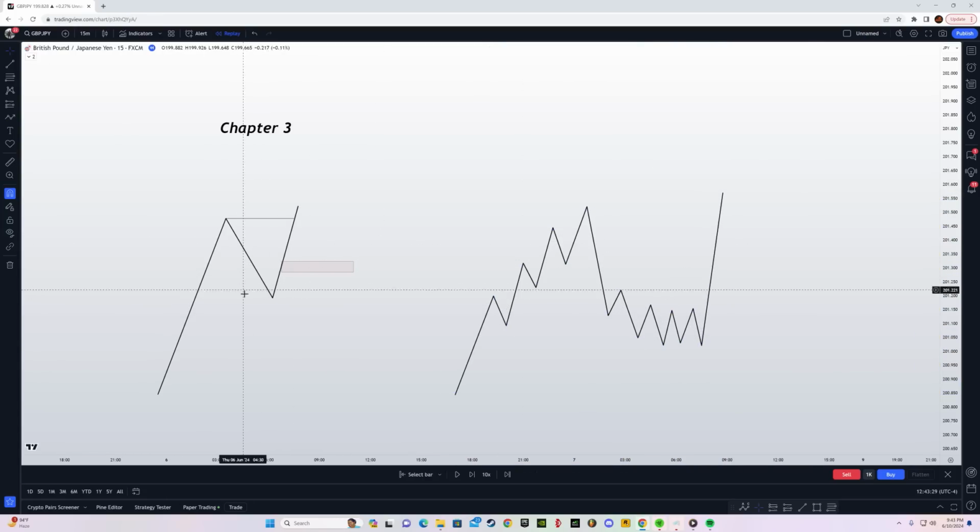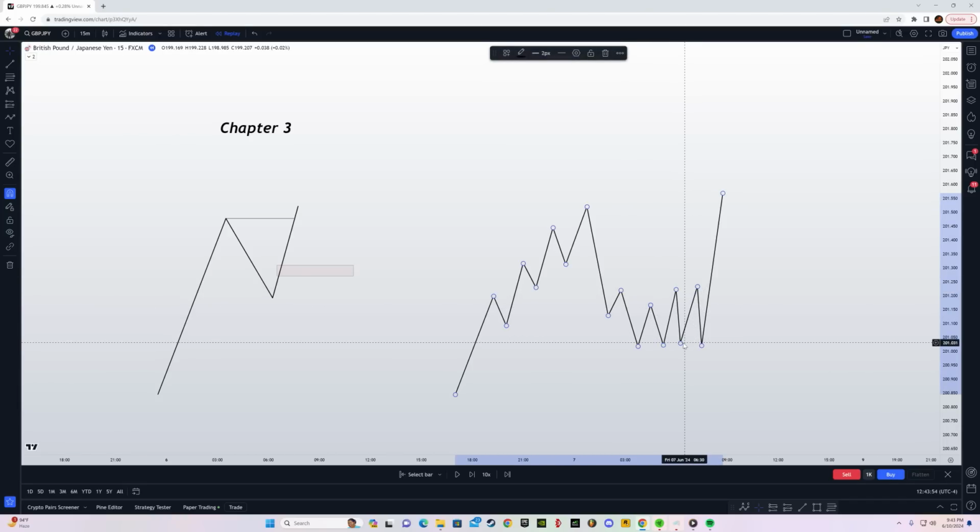So the fair value gap that I have marked out on the lower time frame is original consolidation 80 to 90% of the time. When you drop down to a lower time frame from the IRL, you will find that it has original consolidation. That's where the original consolidation forms.